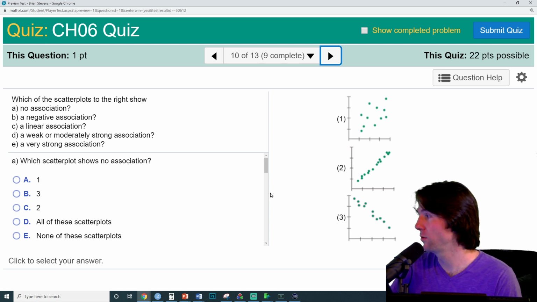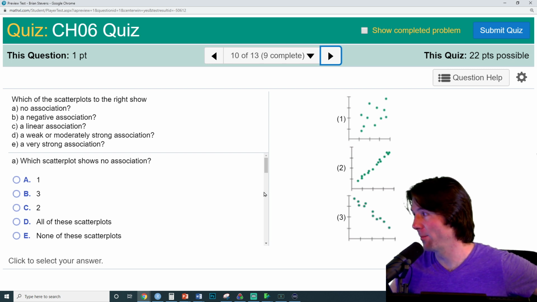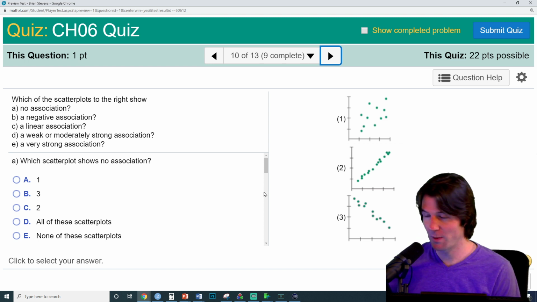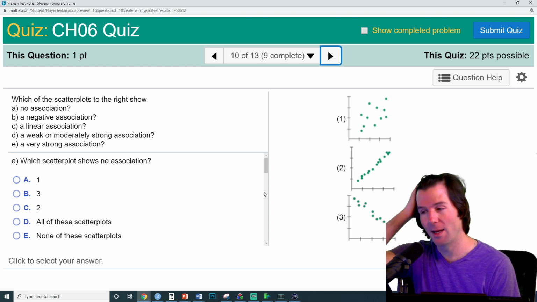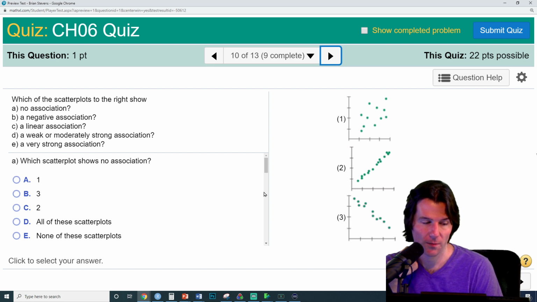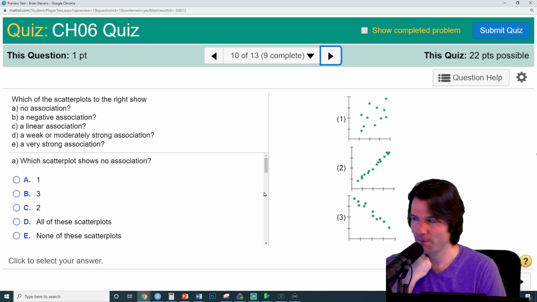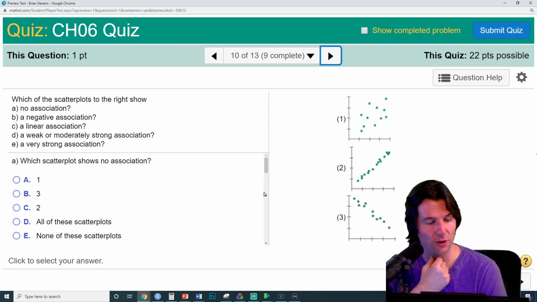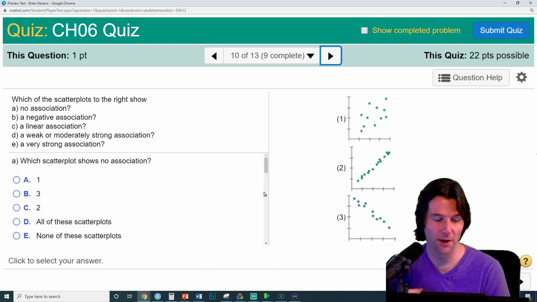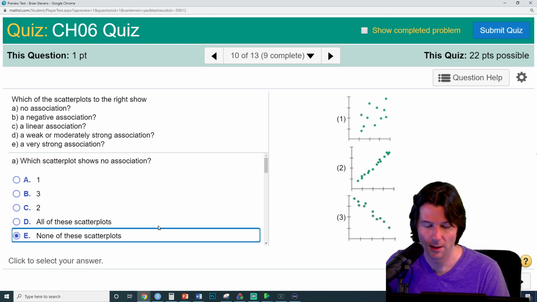Okay, so I'll tell you guys this. I might make a mistake here. I've made mistakes on this one before. Just because of the way they word it, I am able to make errors on this. Which of the scatter plots to the right show no association? So, which of them show no association? I would say what? None of them. I'd agree. I think none of them.